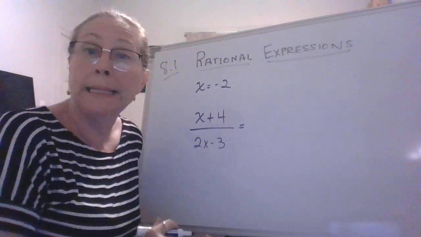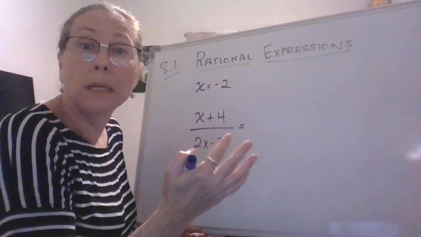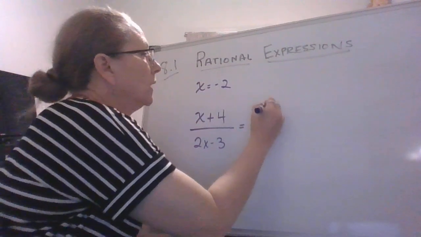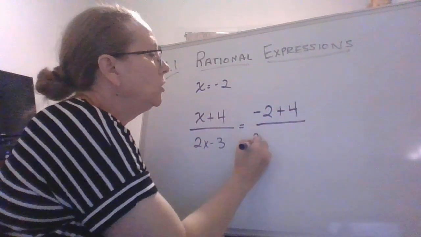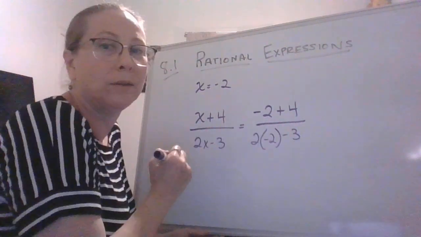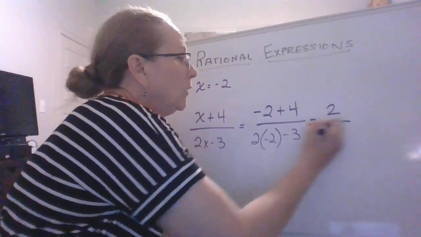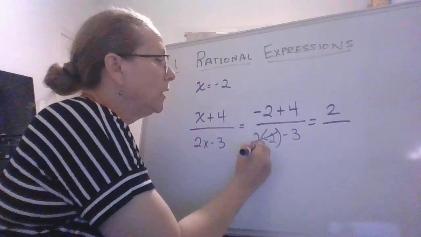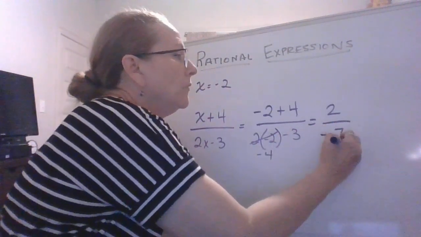So we would just plug it in. And we've done this before, so this is sort of a repeat of that. -2 minus 4 over 2 times -2 minus 3. So in this rational expression, we get -6 for our numerator. We get -4 here, and -4 minus 3 is -7.